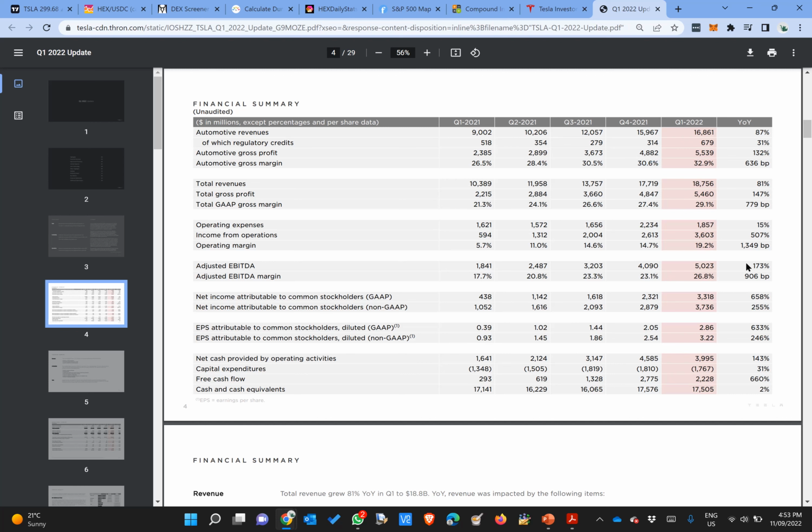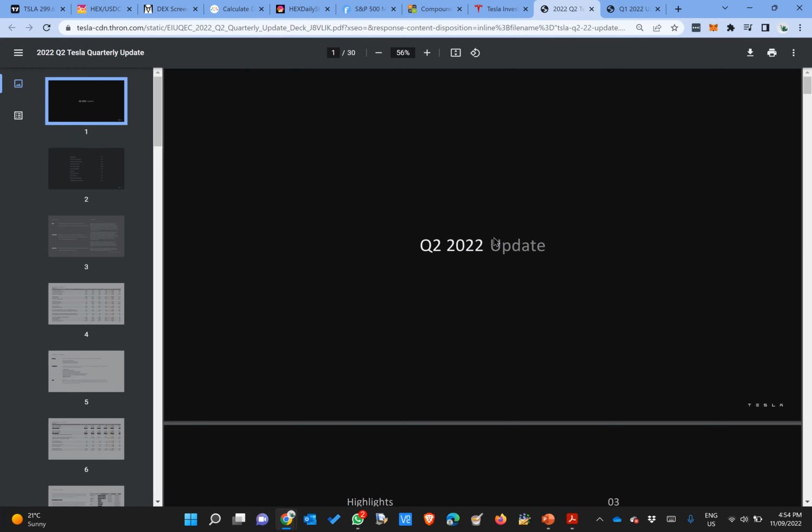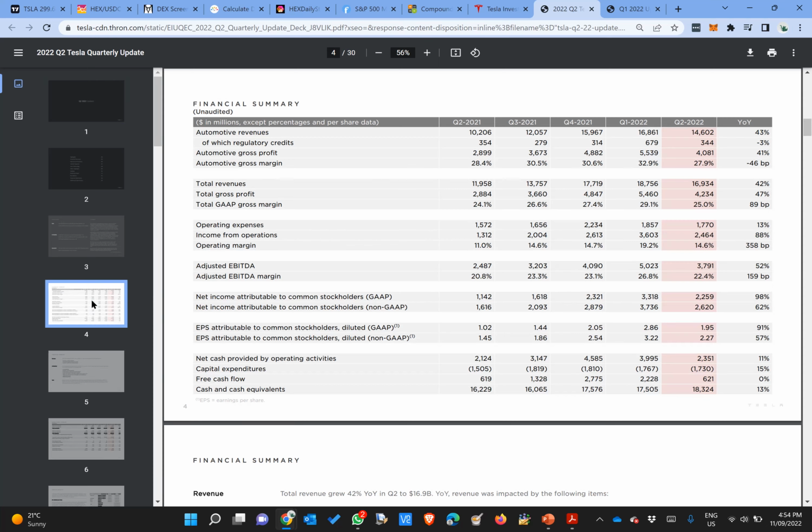The EBITDA is also increasing. So this is what we want to see. If the revenue is growing at least 50% per annum, and EBITDA is also growing more than 50% per annum, that to me is a very good company. Now, last quarter is not as good because they've just opened the 2 new factories at Berlin and Austin. So you find that the revenue has come down a little bit for that quarter, but you would find that Q3 will be back to normal again.